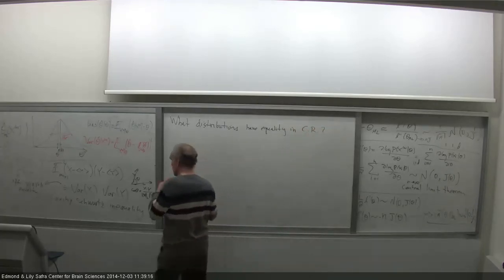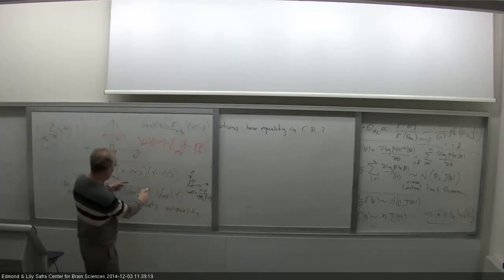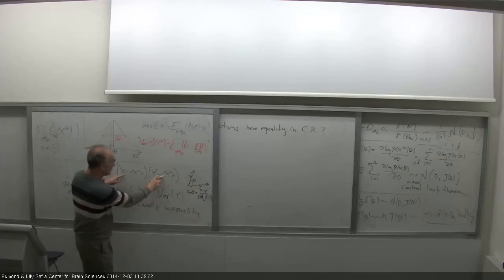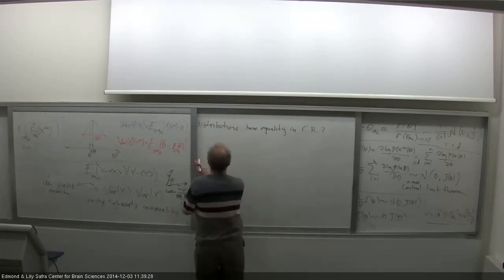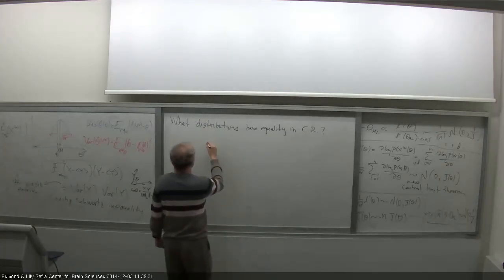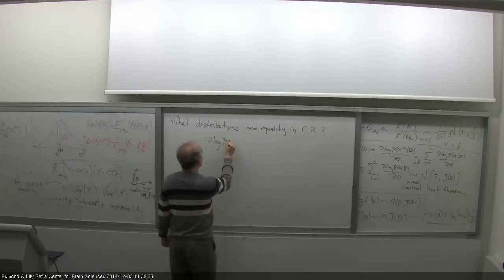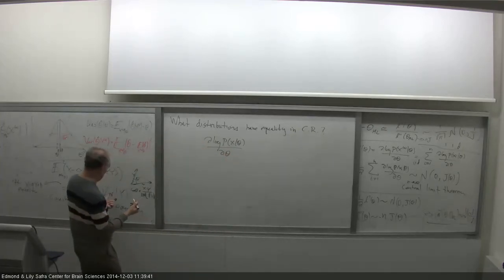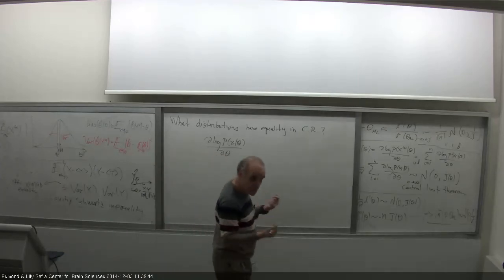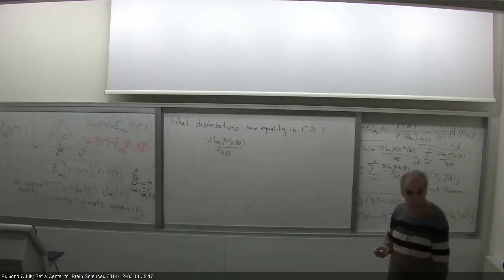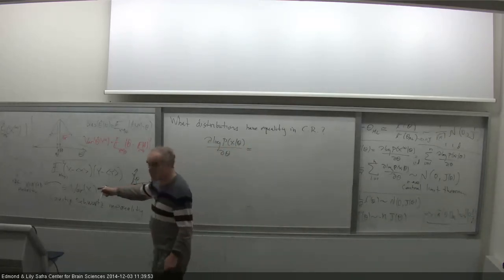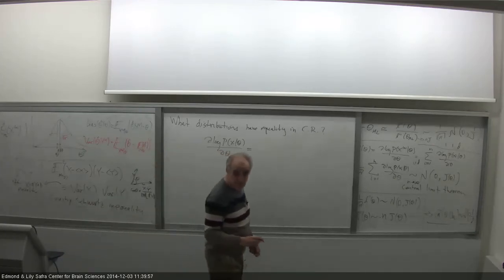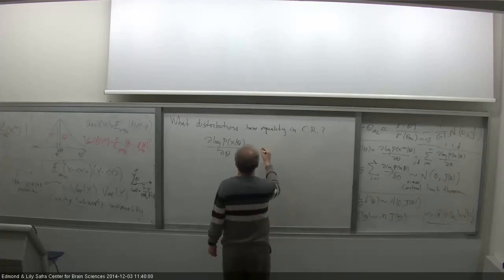Equality in Cauchy-Schwarz means that these two variables are linearly dependent. So this means that d log p(x; theta) over d theta, which is the variable that generates the Fisher information, whose variance is the Fisher information, the Fisher score, should be proportional to this variable x, which in my case was the estimator.